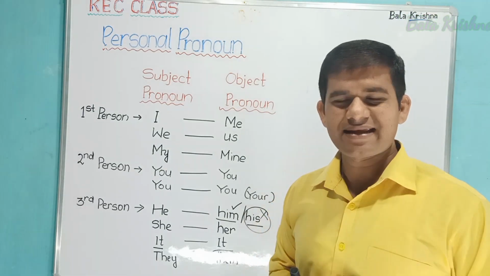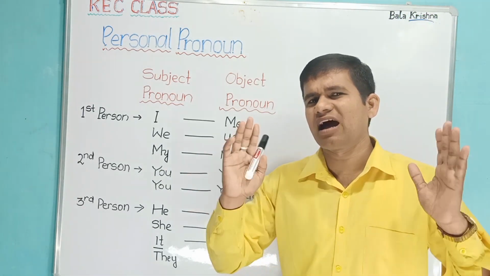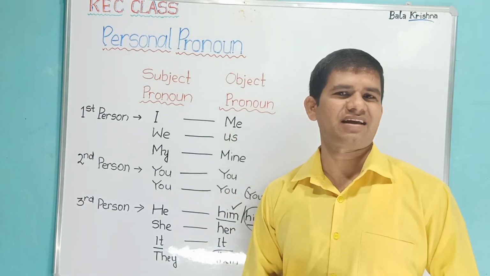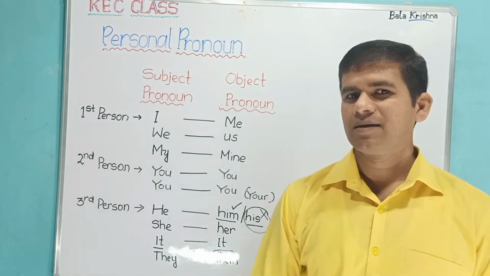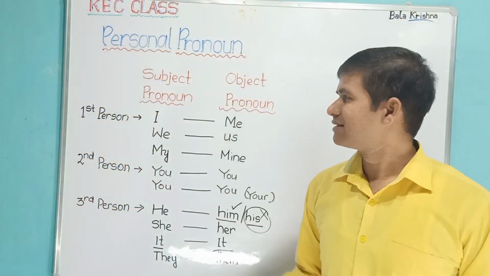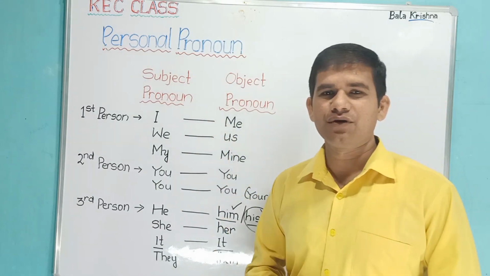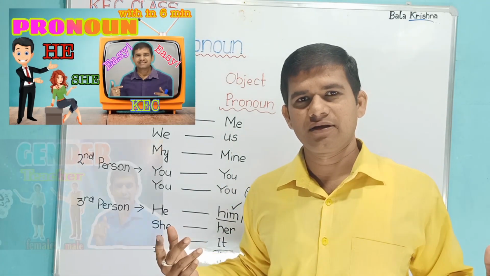Let me do a test so that I can understand how you are scoring and how well you understood my subject. I'm going to give you some exercise. Please note it down. Exercise 1. These are the exercises, friend, you have to do. If you are able to do those exercises, then I feel very happy.